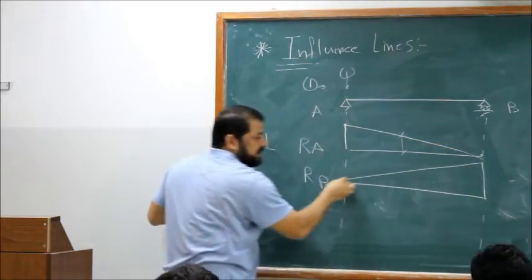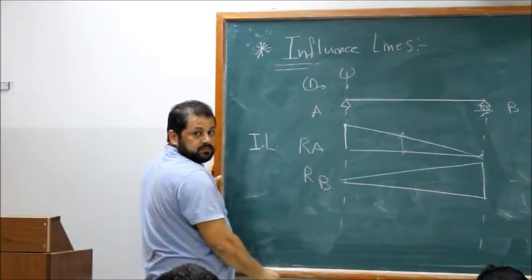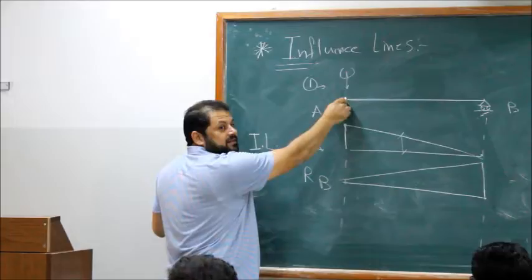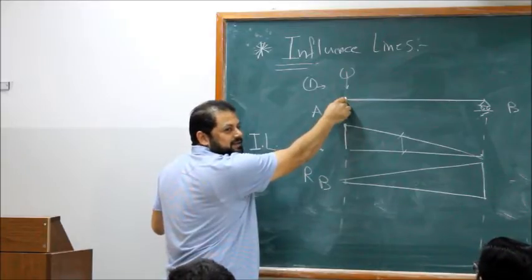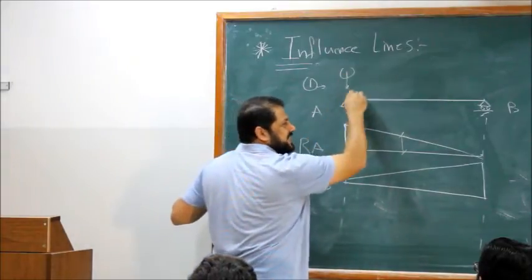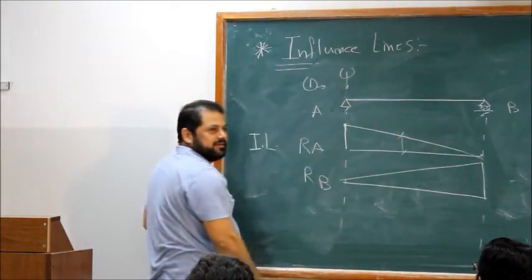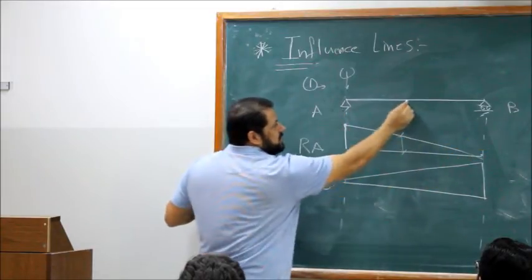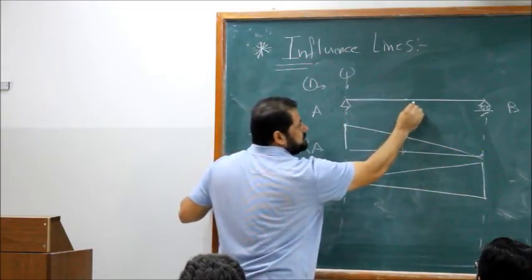1 here, 0 here. What's happening to the moment at A? 0 all the way. This cannot develop any moment. So whether the unit is here, 0. Then what's happening to the moment here? 0. What's happening to the moment in the middle?